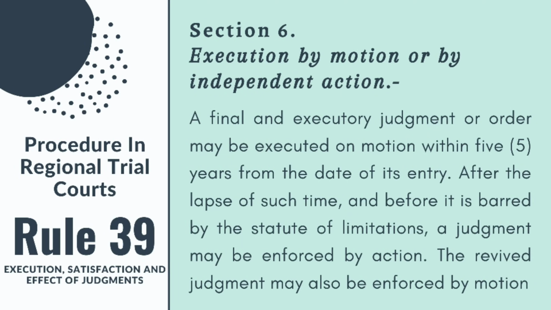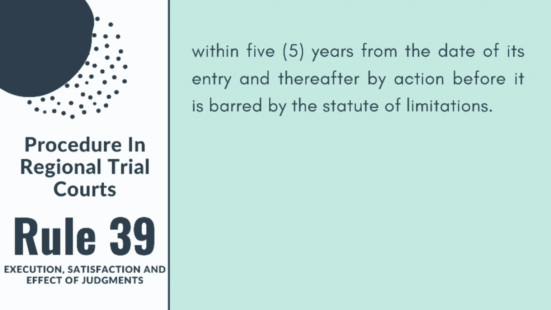Section 6. Execution by motion or by independent action. A final and executory judgment or order may be executed on motion within 5 years from the date of its entry. After the lapse of such time, and before it is barred by the statute of limitations, a judgment may be enforced by action. The revived judgment may also be enforced by motion within 5 years from the date of its entry, and thereafter by action before it is barred by the statute of limitations.